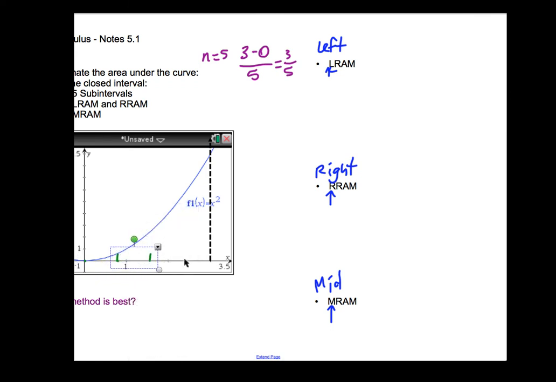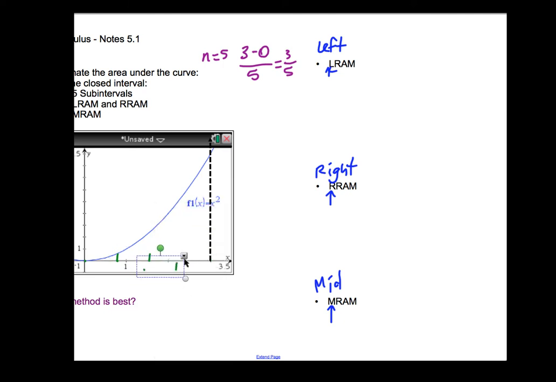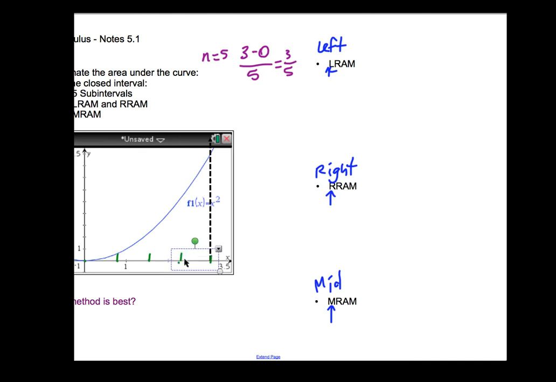So here's another one, and we'll clone that. We're going to be really close. Here's another one. We'll clone that. And here's my last one, which is oh so close. All right. Not bad for eyeballing it. So these are going to be the rectangles. If I do LRAM, my rectangles look like this. Notice that the left side of the rectangle is touching the curve.